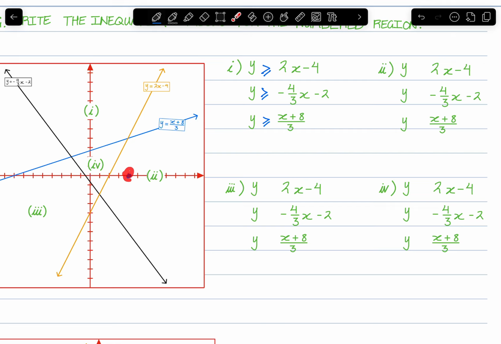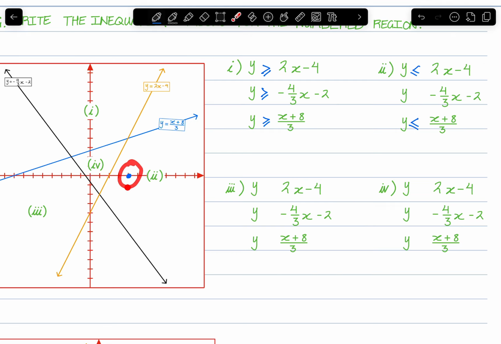So this point, is it above or below this line? In this case, this point is below this line. So the y value of this point is below the line at the same x value. So it is less than or equal to. Same question, I'm looking at this line now. As you can see, this point is below this line. So therefore, it should be less than or equal to as well.